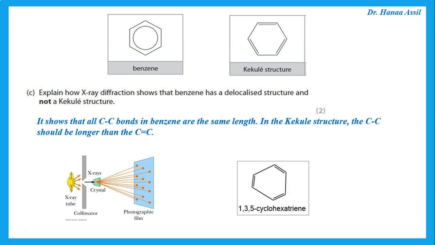If it were a Kekulé structure with alternating single-double bonds, then the single should be longer than the double. So the fact that all of them are the same length means that all of them are equivalent, so the bond lengths are somewhere in between single and double.